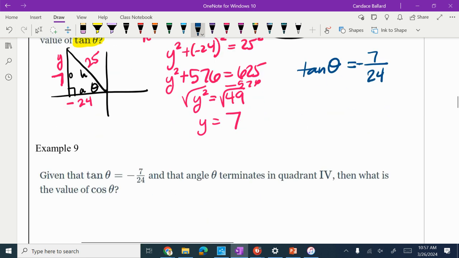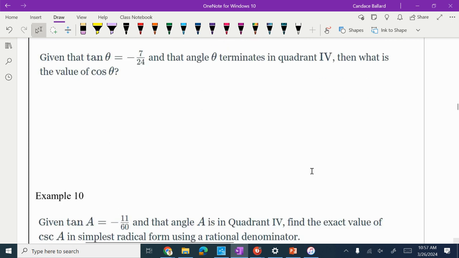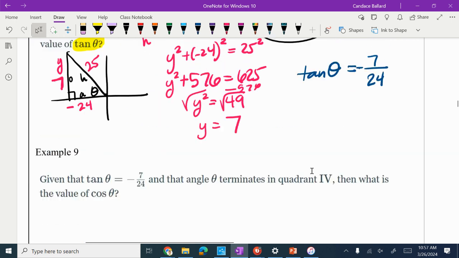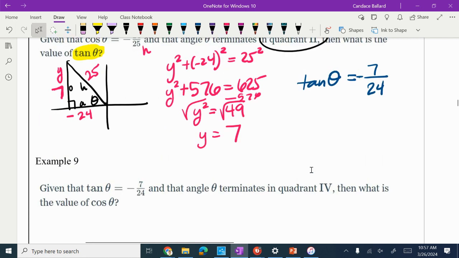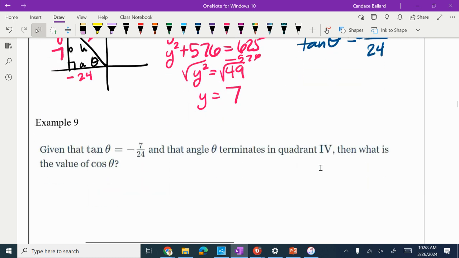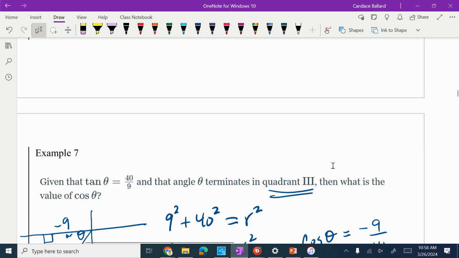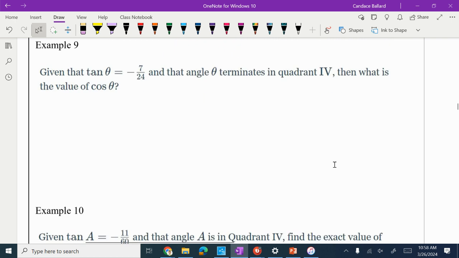Let me see how many more of these we have here. 9, 10, 11. Okay, perfect. I'm going to start us on example 9 and have you keep going on it. Let's make sure, because I don't know that we've drawn a quadrant 4 triangle yet. I don't think we have. So let's draw a quadrant 4 triangle together and make sure we understand that.